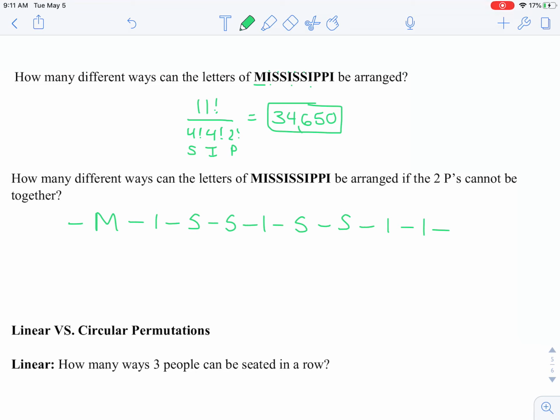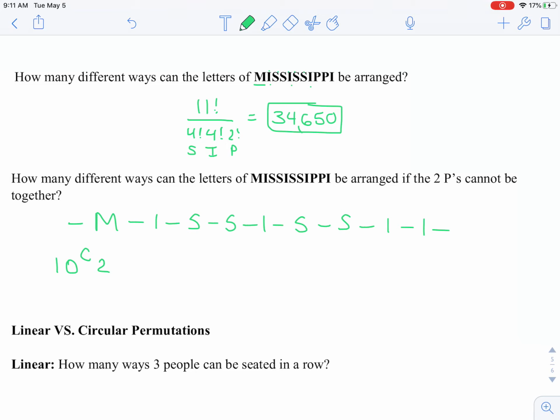And I need to pick 2 of them. Okay, so that's a combination. How many different ways can I pick those 2 spots to place my P's? Okay, so we're going to have 10 choose 2. That's going to give me all the spots that the P's could go, the different ways.